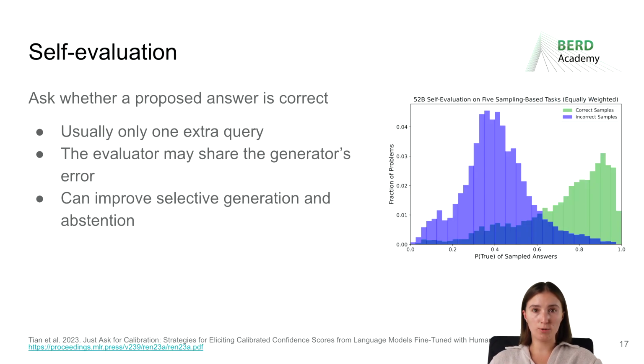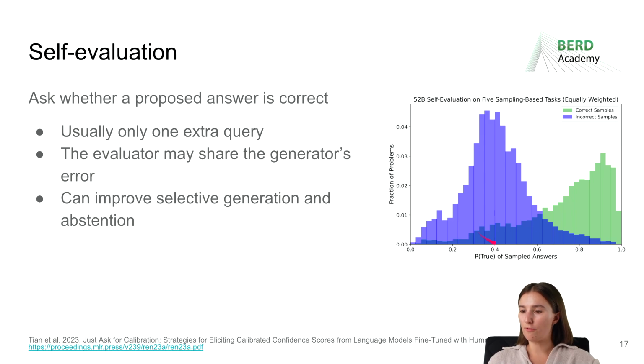Another method is self-evaluation. So basically you prompt the LLM twice. First you ask for your answer, whatever you want to know, and then you give your question and the answer of the LLM, and then ask it again, is this proposed answer correct? Or you don't ask whether the answer is correct or not, but you ask for the probability of it being correct. And you can see that if you compare the correct samples, which are the green ones here, with the incorrect samples, you can already quite well differentiate between the incorrect ones and the correct ones.